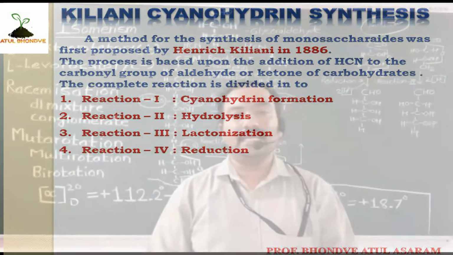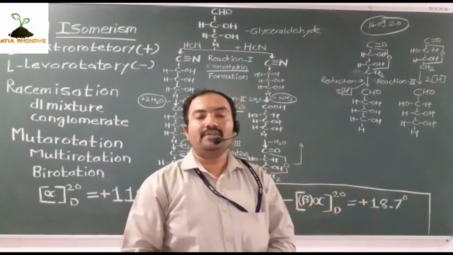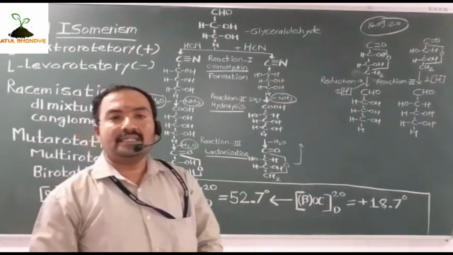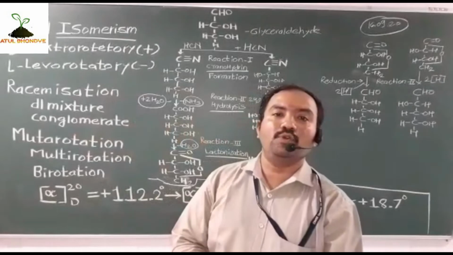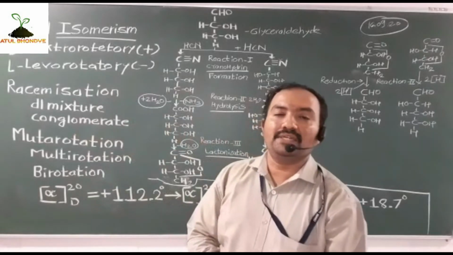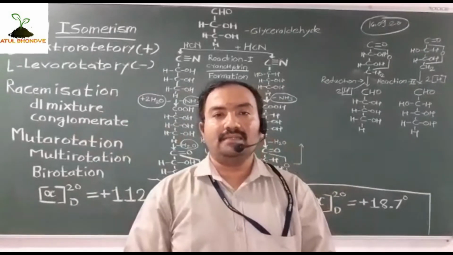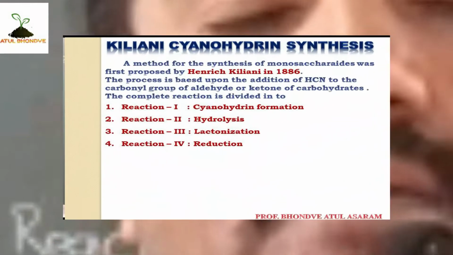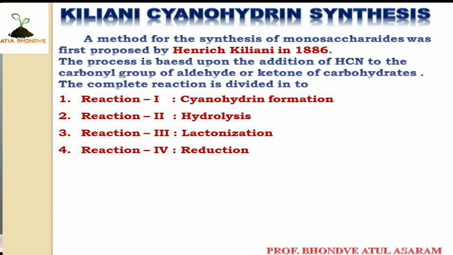The first part of the reaction is cyanohydrin formation. The second part is hydrolysis. The third is lactonization, and the fourth is reduction. After complete reduction of the glyceraldehyde derivative, there is a synthesis of two tetroses containing 4 carbon atoms. These are D-erythrose and D-threose. The complete reaction is in front of you.